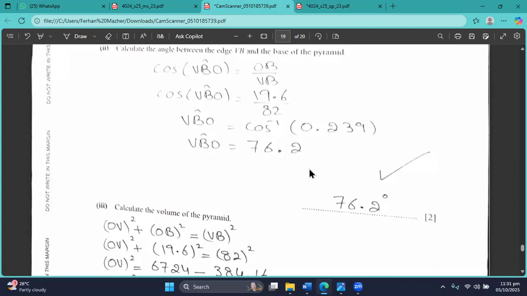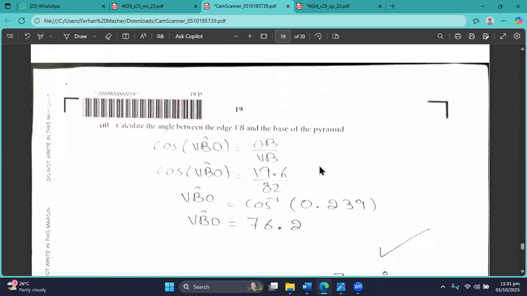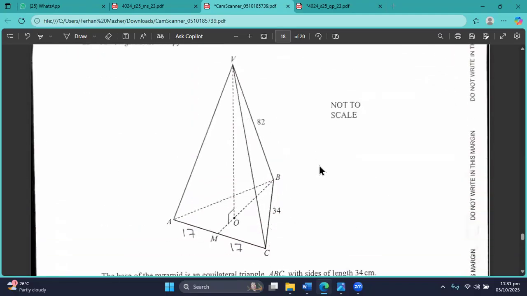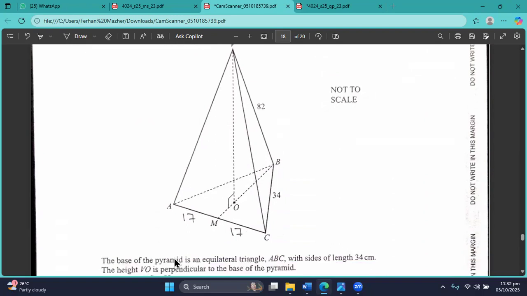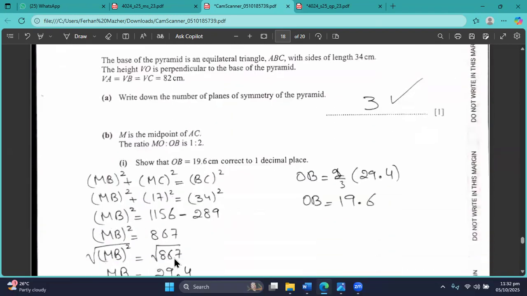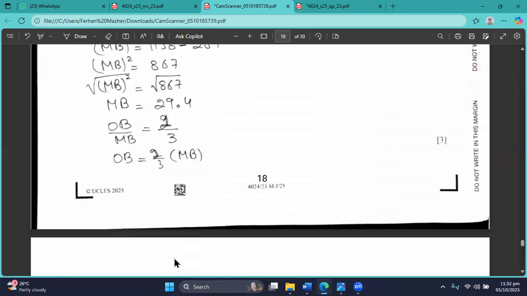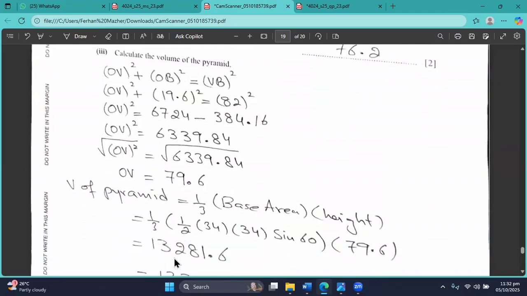Okay. So, you know, in this, if you know the OB, if you know the VB, it's a right angle triangle. So you can apply Pythagoras and find the OV, which is the vertical height of the pyramid. We can find the area of this floor, which is an equilateral triangle. All its sides are 34, 34, 34. In the equilateral triangle, the angle between the sides is 60, 60, 60. So I can find the area of the base of that pyramid, and if I know the height of the pyramid, then I can easily tell the volume of the pyramid.